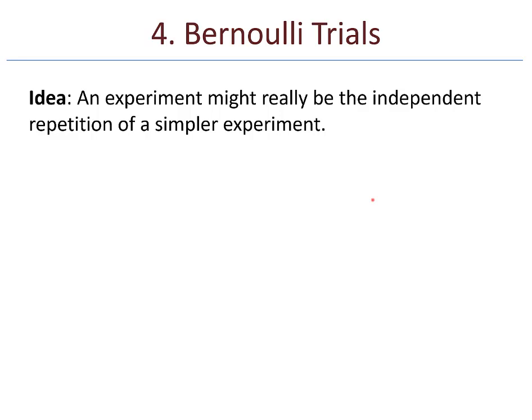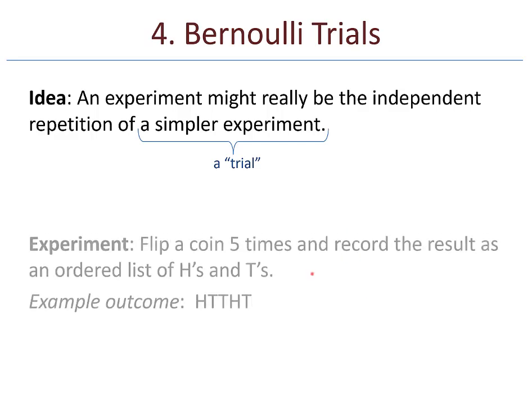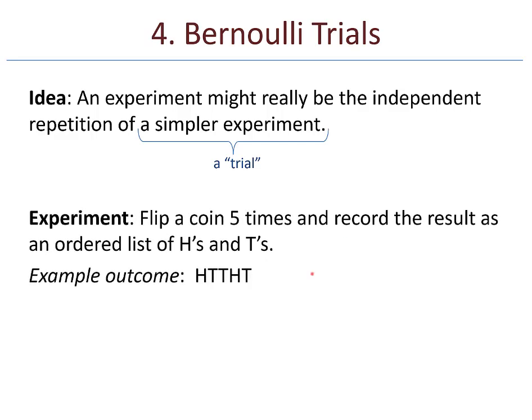An experiment might really be the independent repetition of a simpler experiment. We can have experiments built out of experiments. And the simpler experiment, so I don't keep on using the word experiment and getting confused, the simpler one, we call that a trial. Here's an example. Suppose that our experiment is to flip a coin 5 times and record the result as an ordered list of H's and T's. So an example outcome of this experiment might be the list HTTHT.